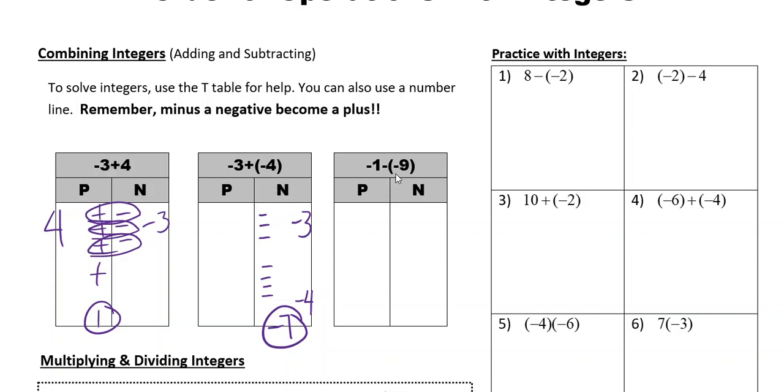Now this one's a tricky one, and a lot of you were missing this one when you took your test. When you have that minus and negative, those signs get funky and they both come together to make a plus. Not just one of them, but both. So that becomes -1 plus 9, not plus -9. A lot of you were forgetting that. So that gives me 1 negative on this side, and I have 9 positives on the other side. So this 1 is going to cancel here, and I'm left with 8 positives for my solution.